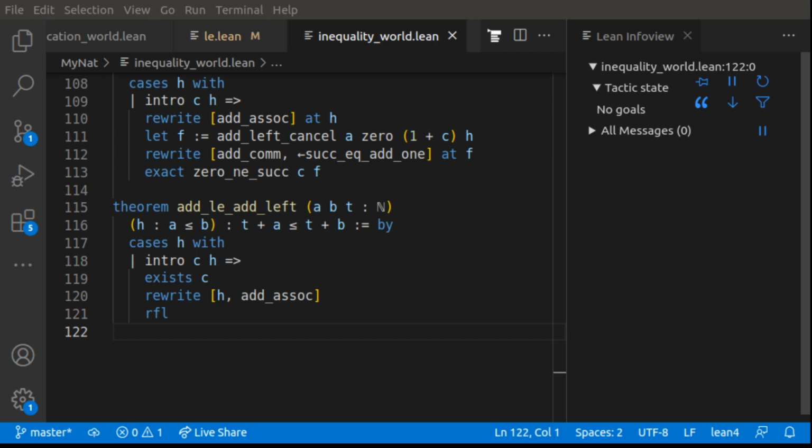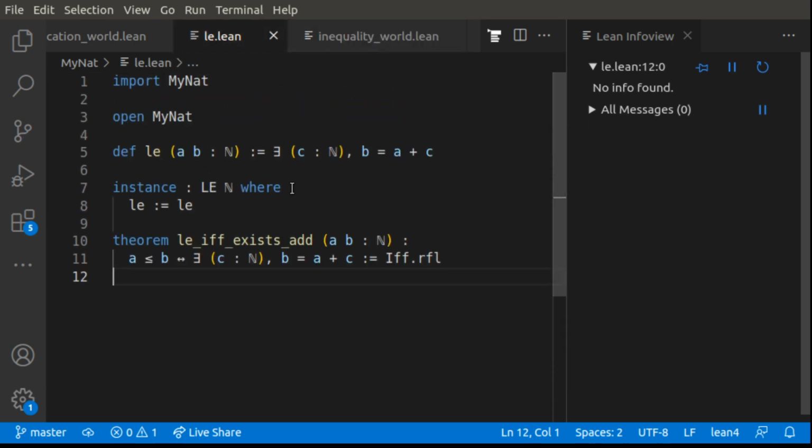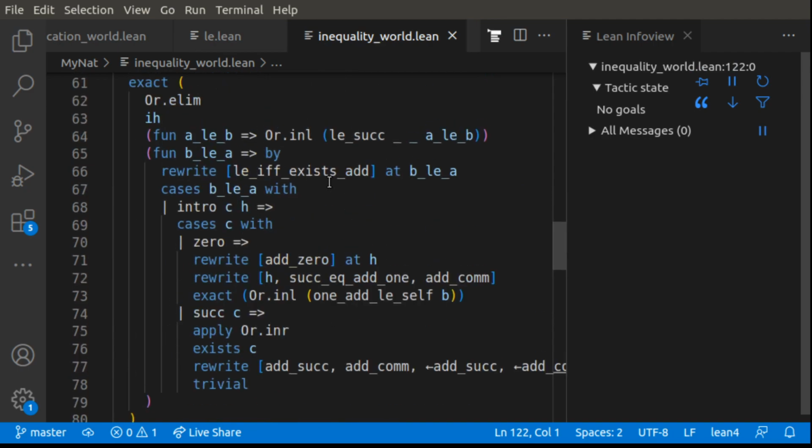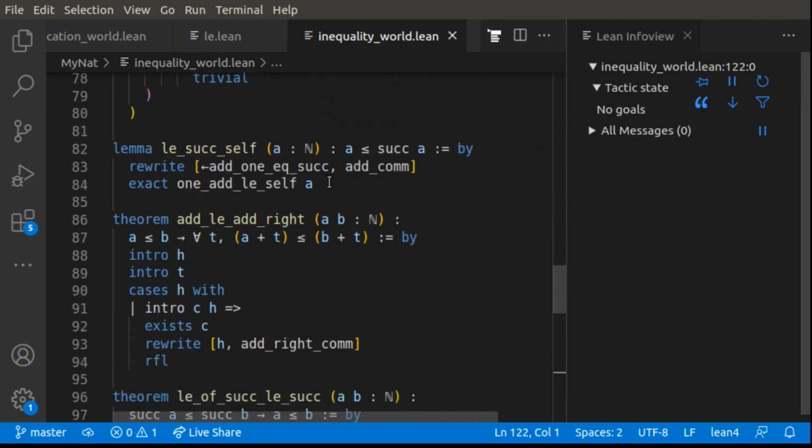So we introduced less than or equal to previously, and we defined that less than or equal to A B means that there exists a C, which is one of my natural numbers, such that B is equal to A plus C. And we used that for a lot of different theorems here so far in the inequality world.